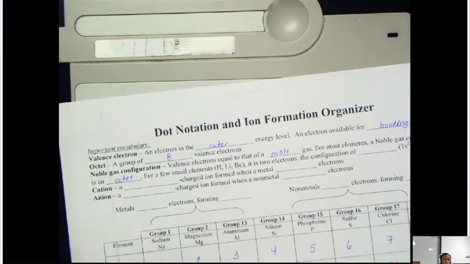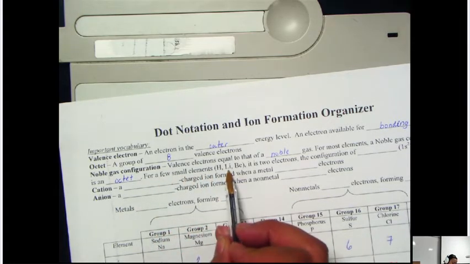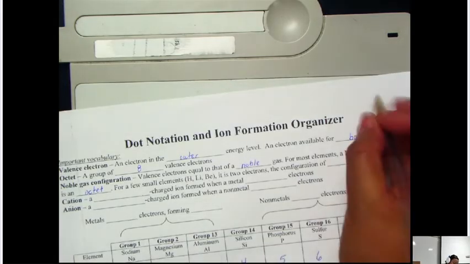So remember that this is the most stable configuration. They are stable, they do not react with anything else. Your noble gases do not react. For a few small elements like hydrogen, lithium, and beryllium, it is 2 electrons, the configuration of helium.